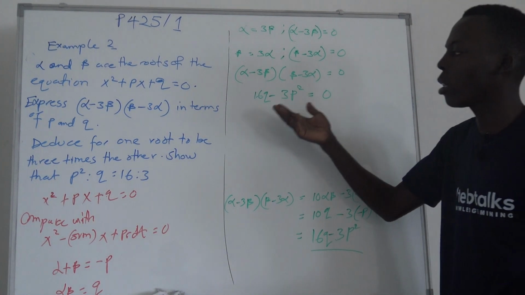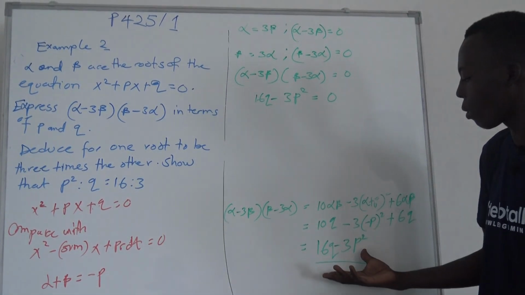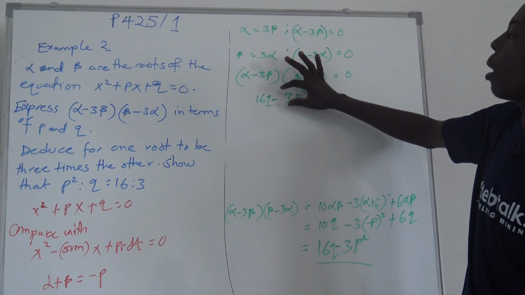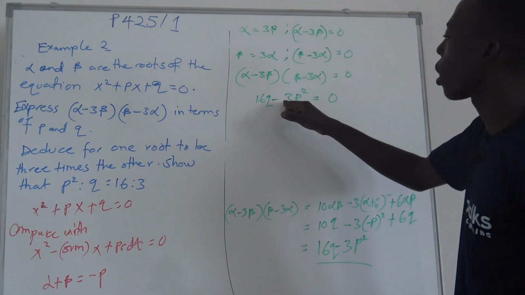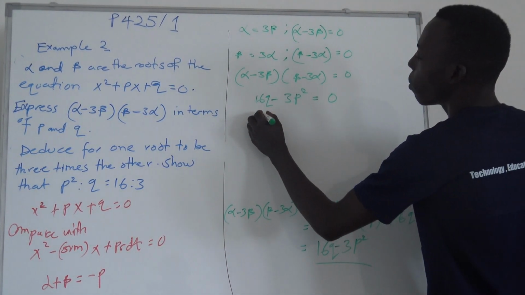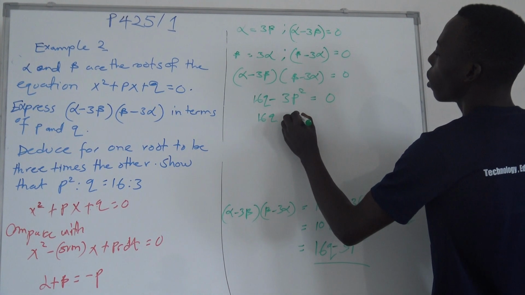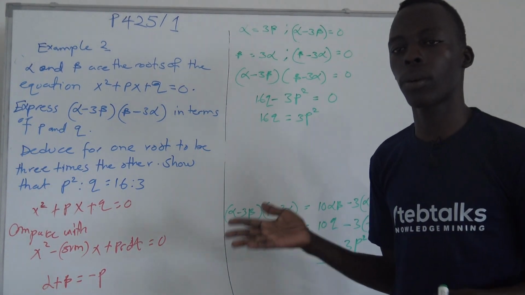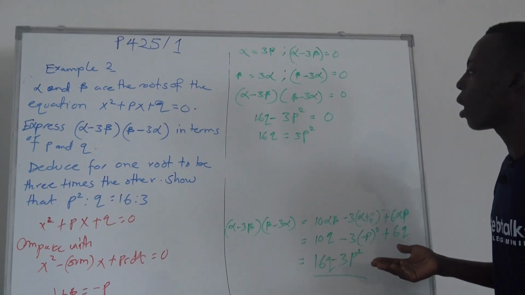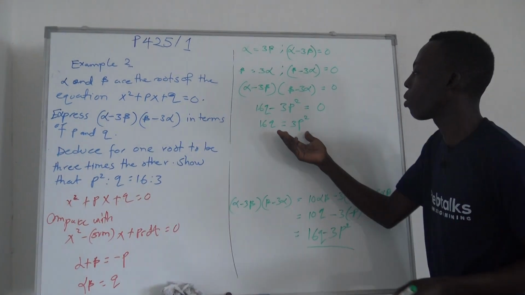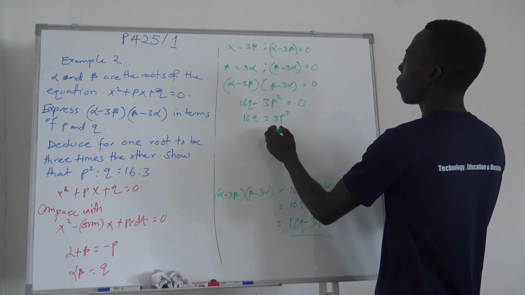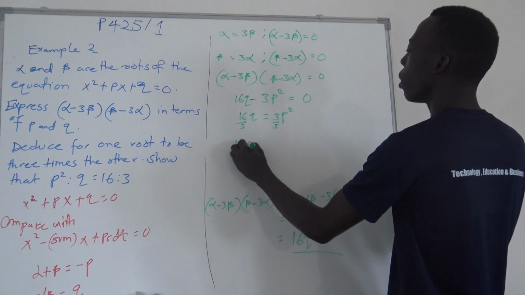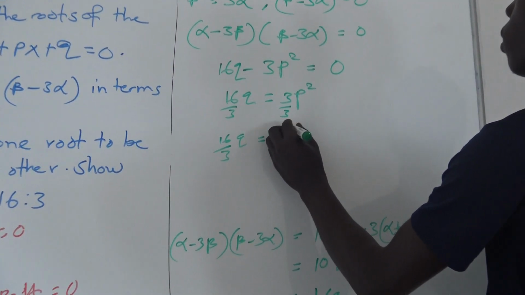So we are here, we are deducing. We are starting from where we stopped, which is this point, so we substitute in this one. I'm going to take this one to the other side. The negative here, bring it this side. So it becomes 16q equals 3p squared, because when the negative crosses an equal sign, it becomes a positive. Now I have to divide both sides by 3, remember with the p squared this side. So I have 16q out of 3 equals p squared.